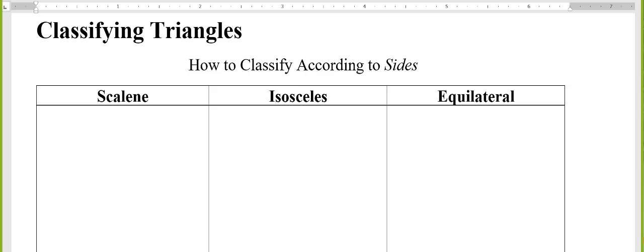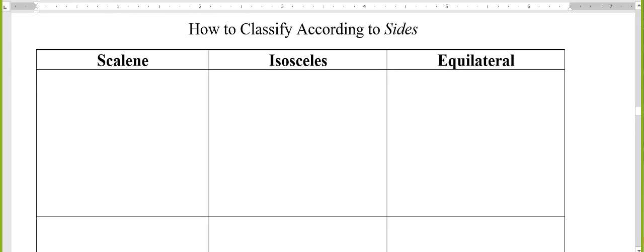Okay, the second thing y'all did in math this week was how to classify triangles. And I liked how the video that she sent out classified it according to sides, and then according to angles. So the 3 ways to classify a triangle according to the sides.